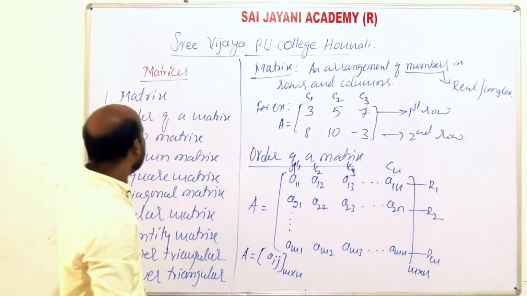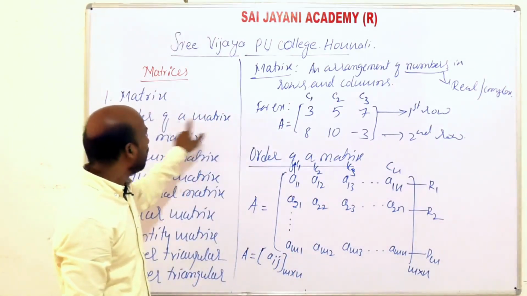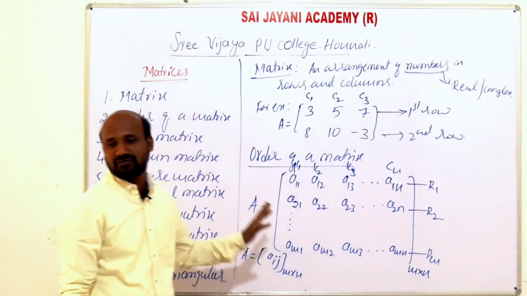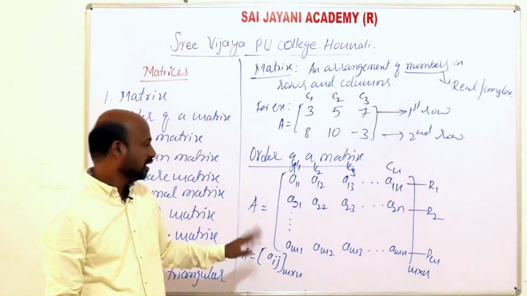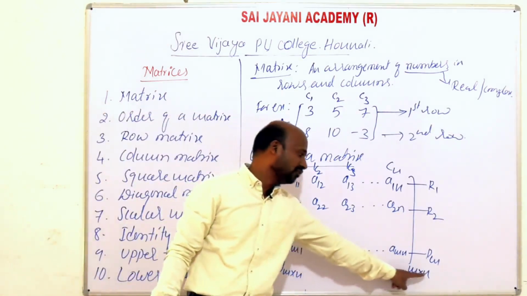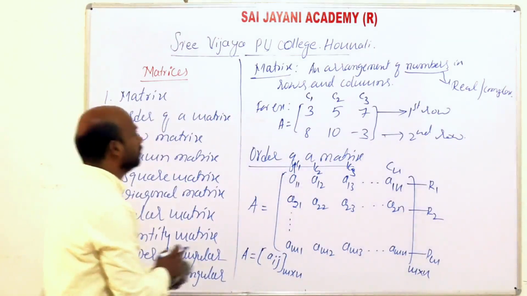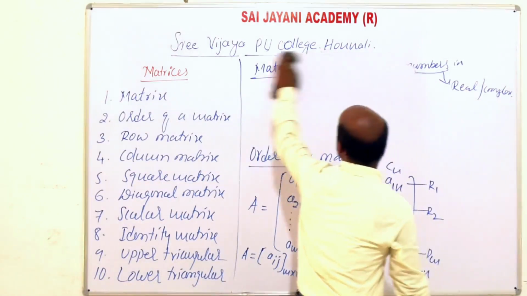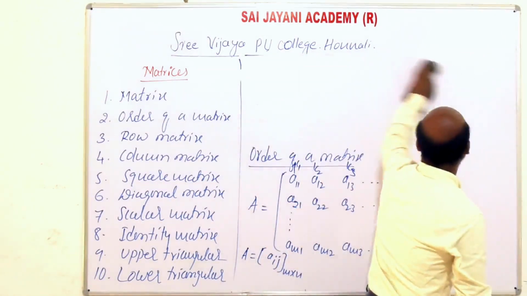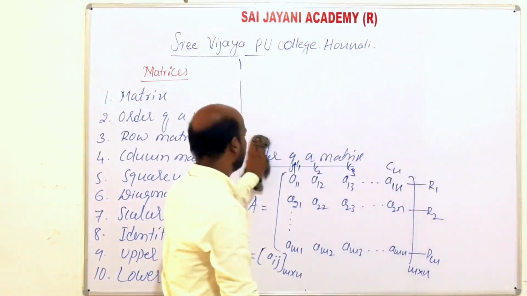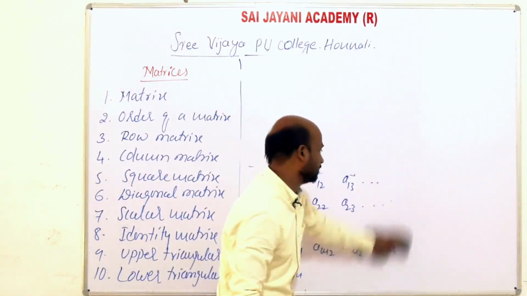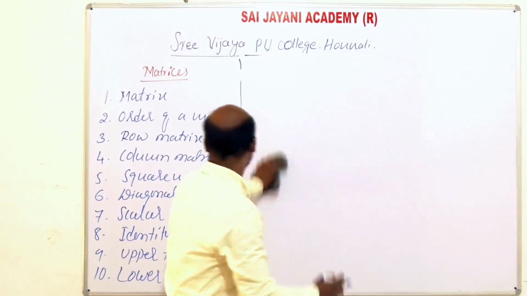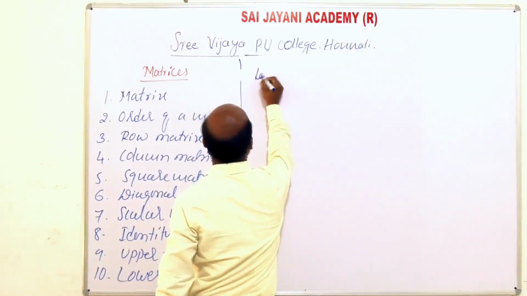So finally, the order of a matrix represents the number of rows and the number of columns the matrix has. That is, m number of rows and n number of columns. Okay. After this, we shall move to the types of matrices. Before that, we shall discuss the rectangular matrix.